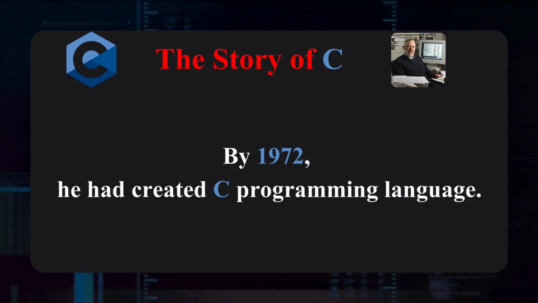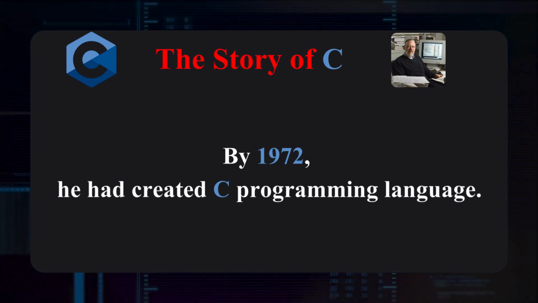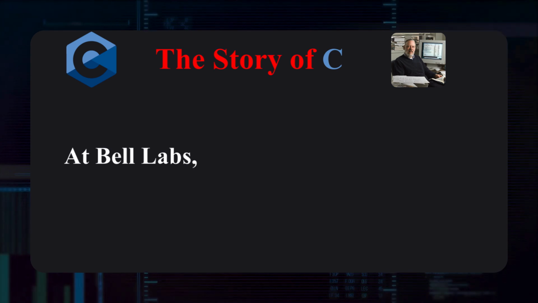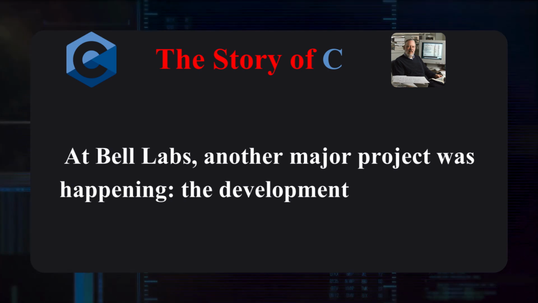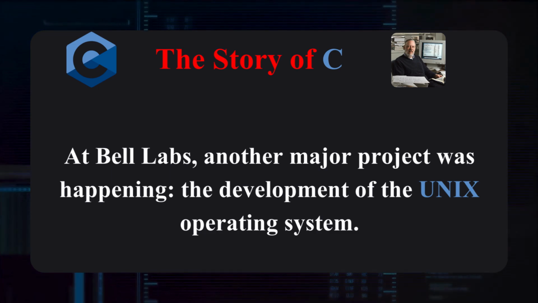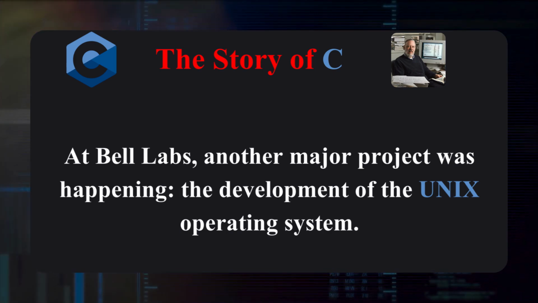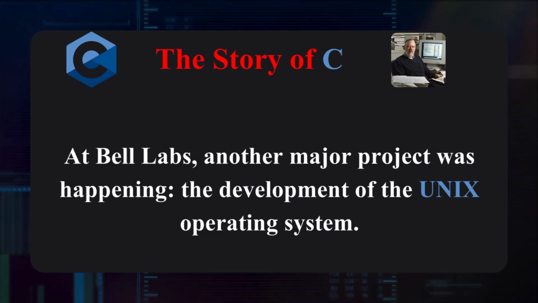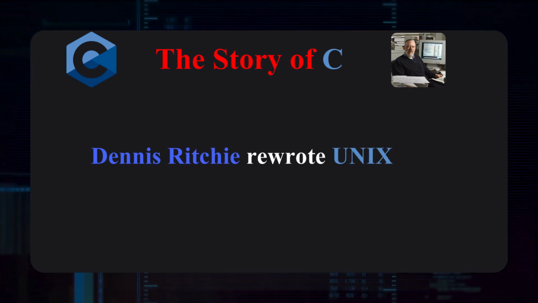But what truly made C revolutionary wasn't just the language itself. It was what it was used to build. At Bell Labs, another major project was happening, the development of the UNIX operating system. UNIX was being developed by Ken Thompson and Dennis Ritchie. Originally, UNIX was written in assembly language, but assembly made it hard to move UNIX to different hardware systems. So Ritchie rewrote UNIX in C.